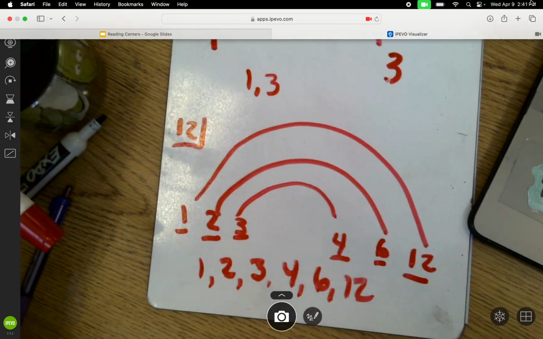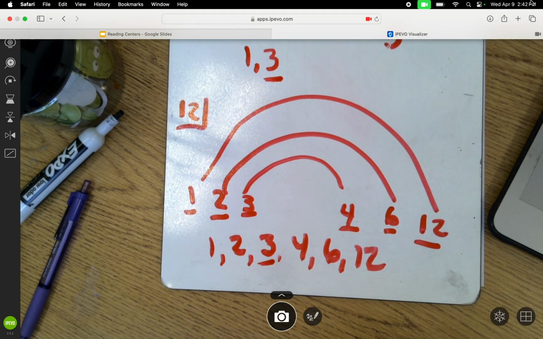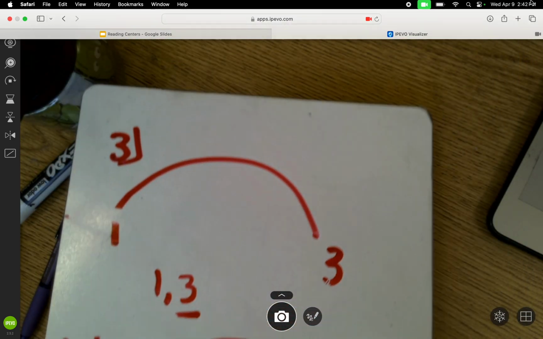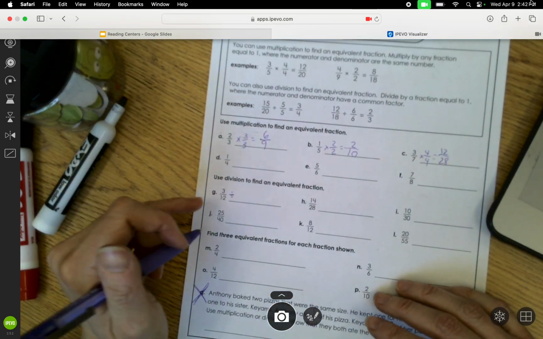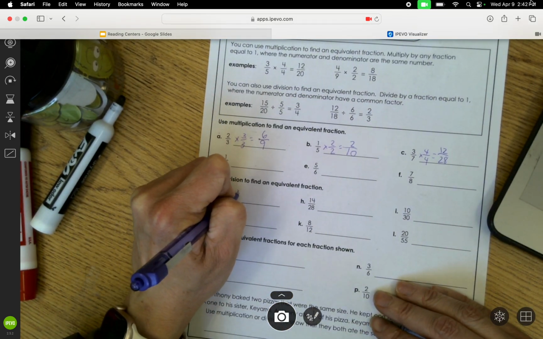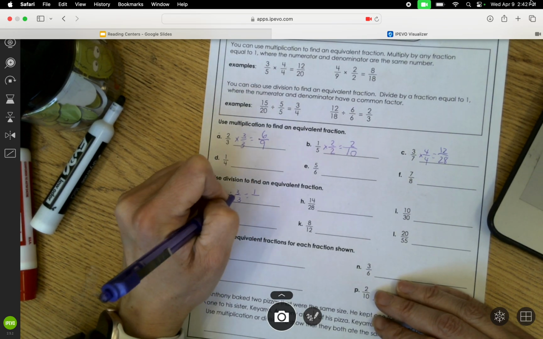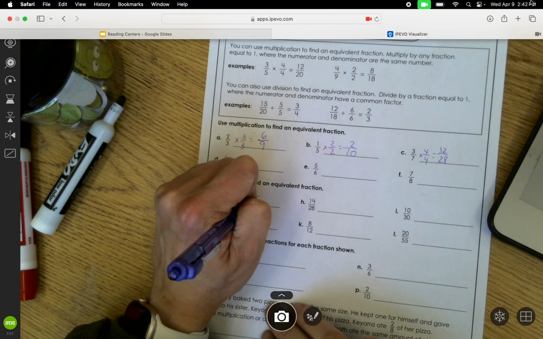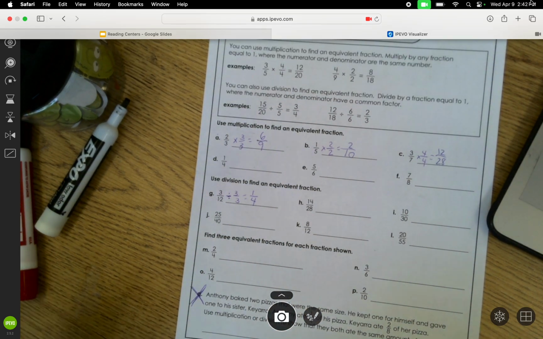Do I see any common factors? Yes, 3. So I'm going to divide my numerator and denominator by 3. 3 divided by 3 is 1. 12 divided by 3. Let me skip count. 3, 6, 9, 12. I have 4 fingers up. 1/4. All right.